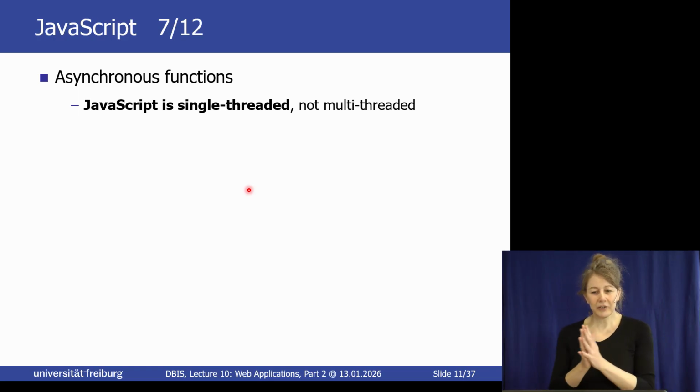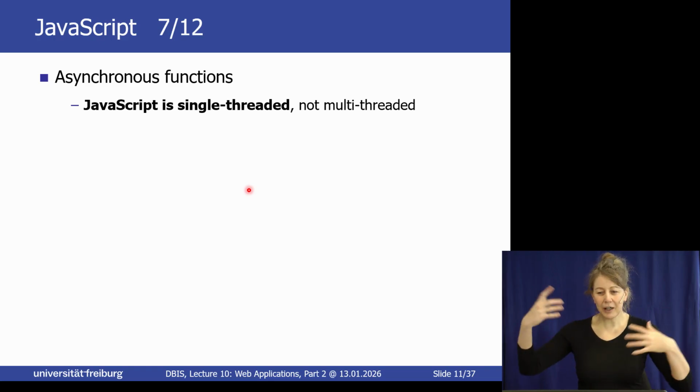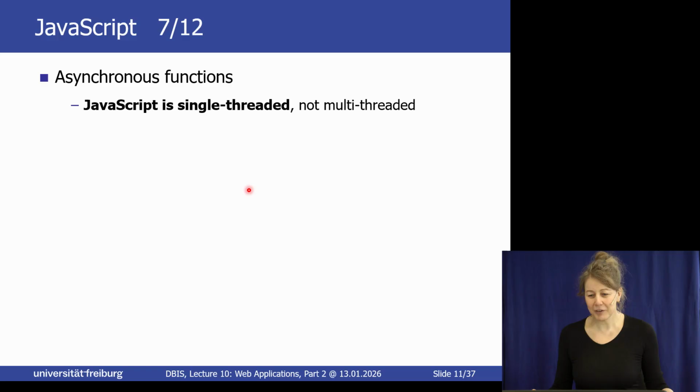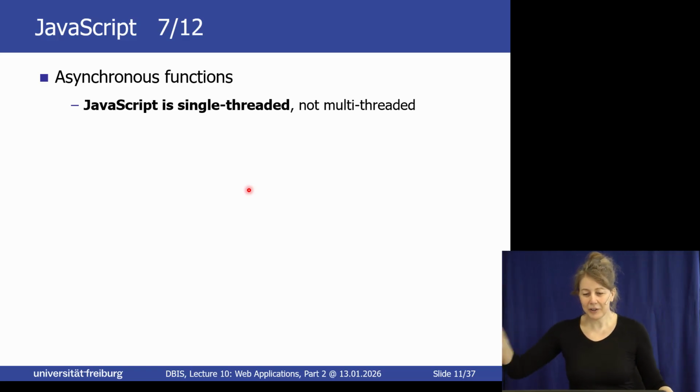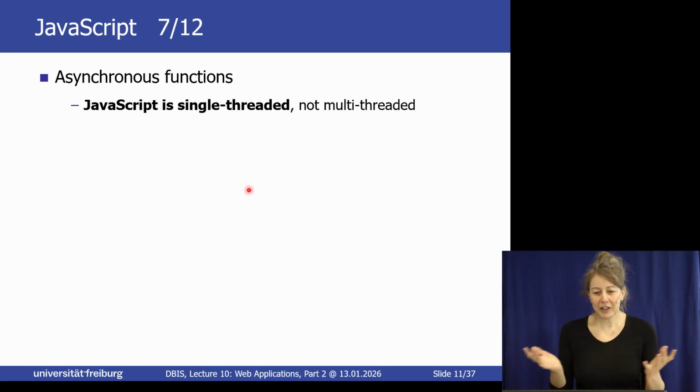JavaScript is single-threaded, not multi-threaded. And this is hard to understand because obviously things are happening at the same time in JavaScript, right? I could type something, wait for a request, and in the meantime do other things. My web page will not freeze. What does it mean that JavaScript is single-threaded?